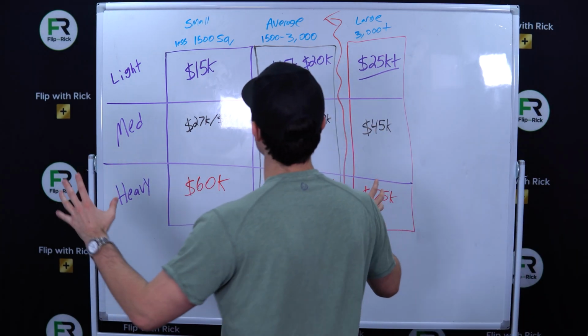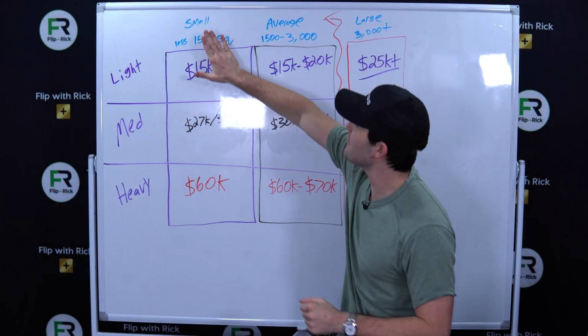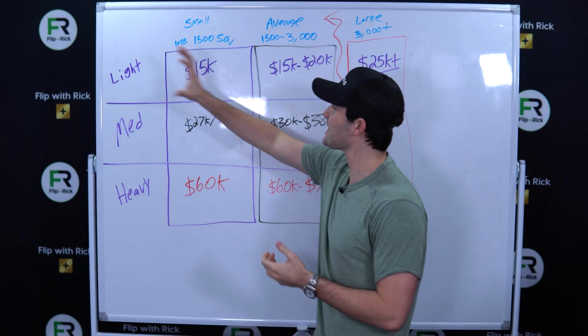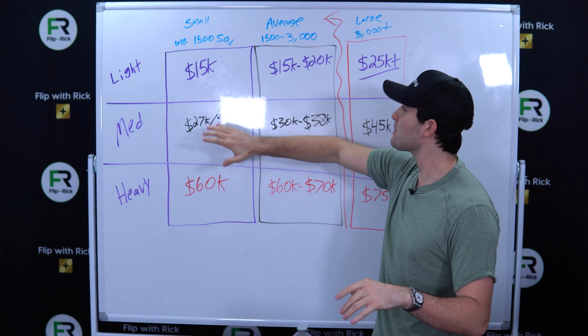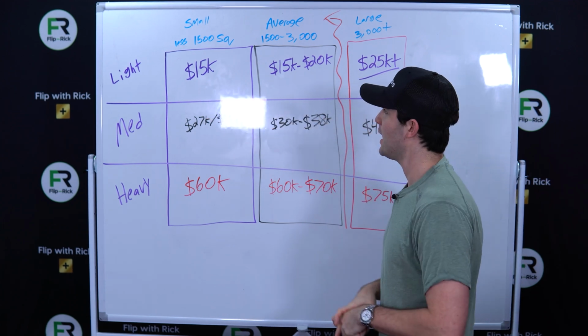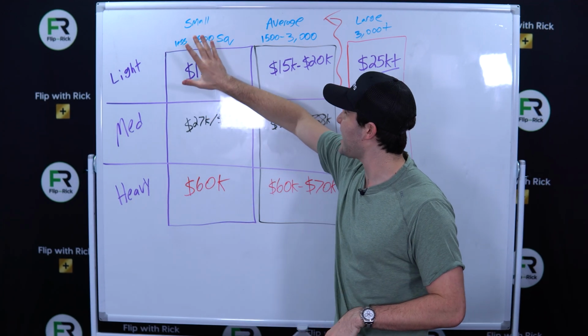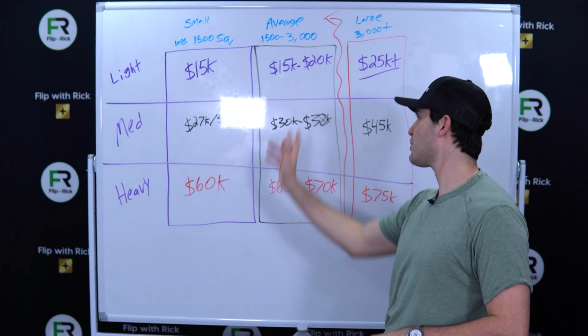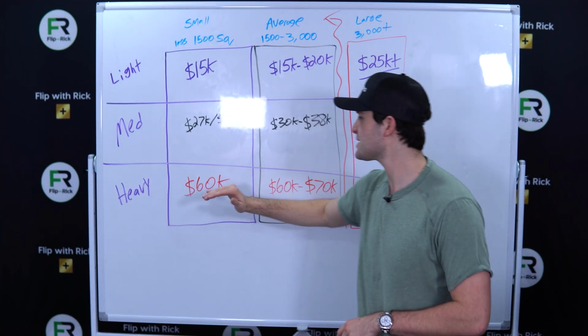So let's go over this. If the property is less than 1,500 square feet, and in your opinion needs light work, repairs are probably $15,000 on the property. If the property is less than 1,500 square feet and it has a medium amount of work, 27 to 30 grand. And if it's heavy, $60,000.